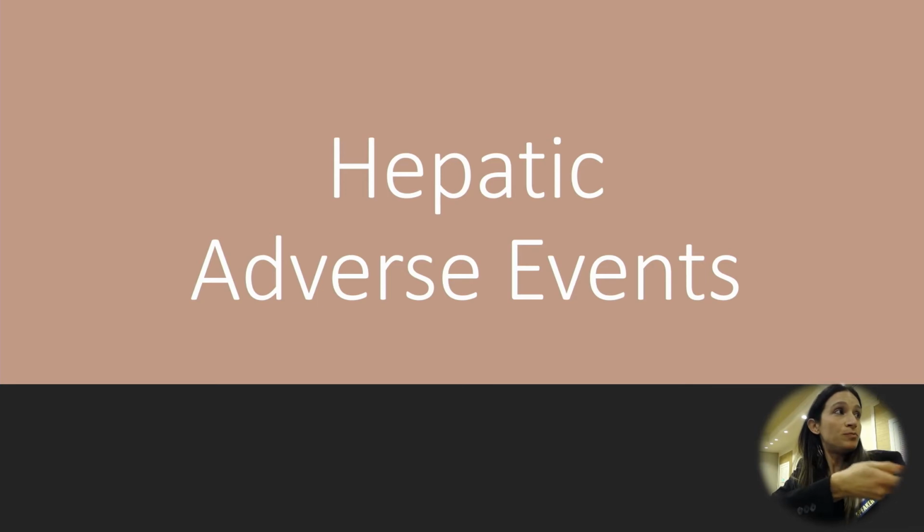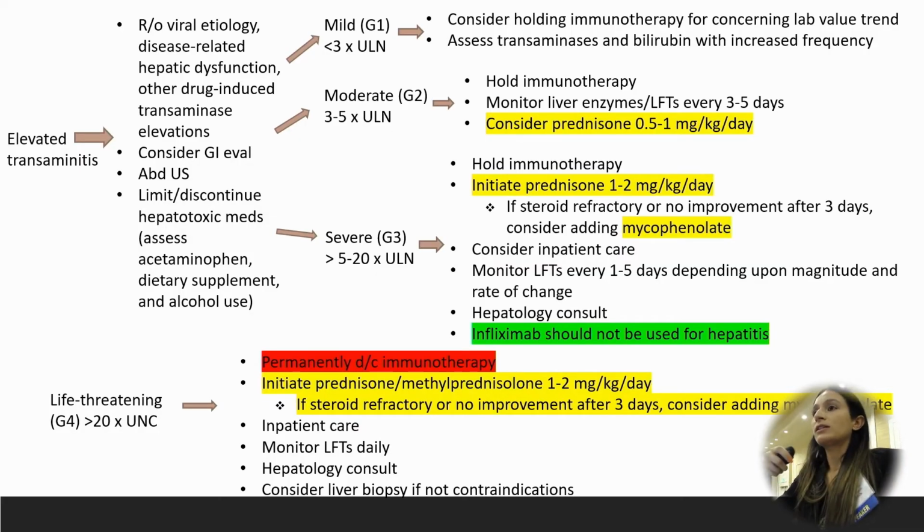Hepatic adverse events. So basically, elevated transaminitis. The grades are done by the upper limit of normal. Okay, and as you can see, here for mild, you can consider holding and assessing. For moderate, you're gonna do the prednisone. For severe, you're gonna hold and do prednisone, but at higher doses. You can consider adding mycophenolate, but not infliximab. So we don't use infliximab for hepatitis or for elevated transaminitis, because it's been associated with acute liver failure. So we're not gonna use that. For life-threatening, meaning greater than 20 times the upper limit of normal, we're going to permanently discontinue. We're going to do high-dose steroids, inpatient care, and monitor the patient very closely.